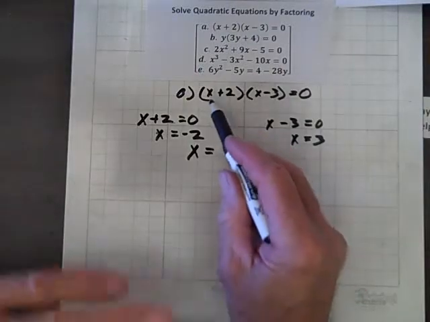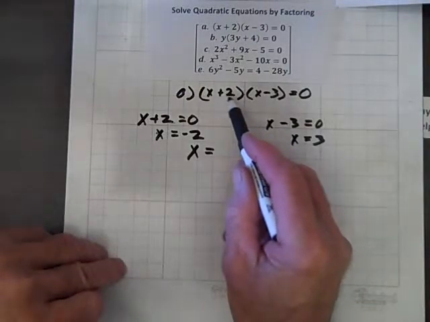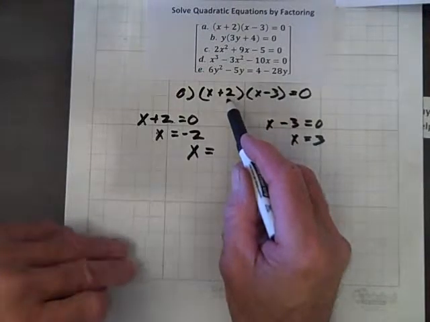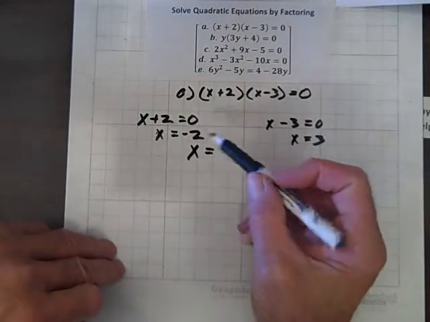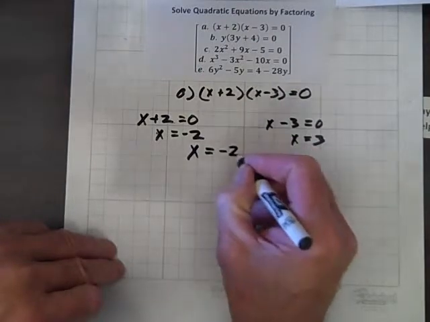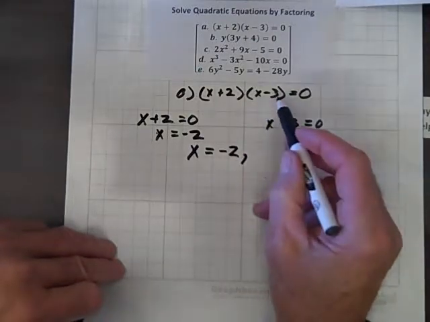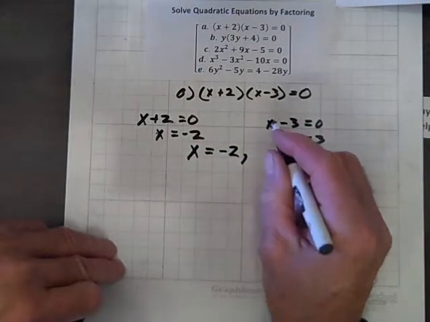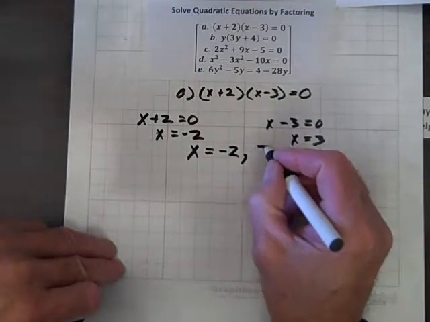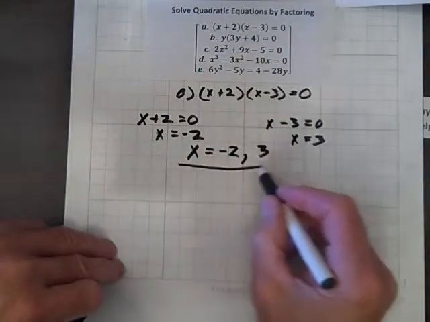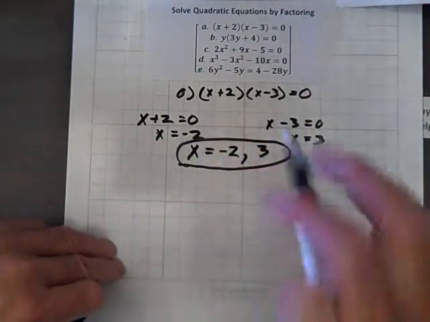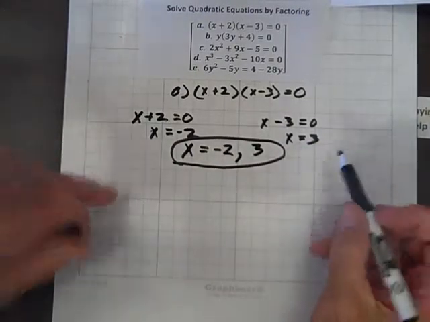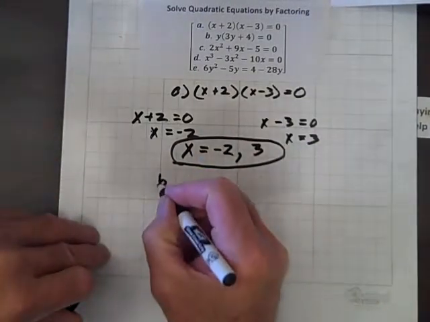What value of x takes this expression to 0? Another way to put it is, what's the opposite of 2? It's negative 2. What's the opposite of negative 3? It's 3. So the solutions are x equals negative 2 or 3. And we're done. Now we'll go on to B.